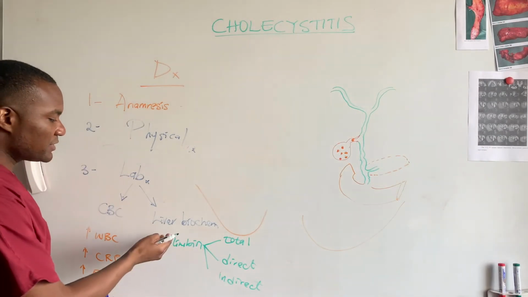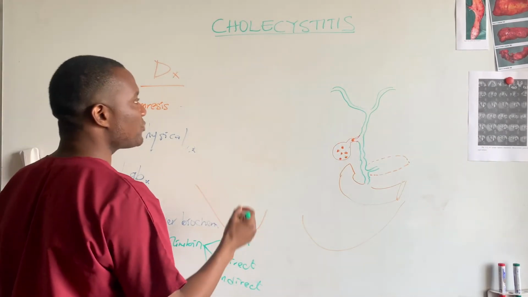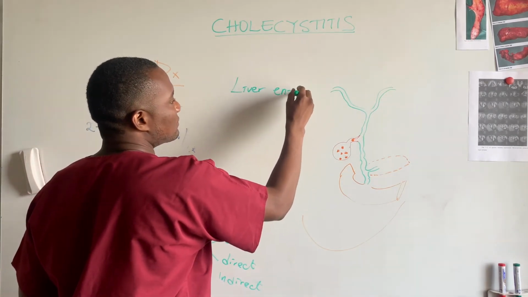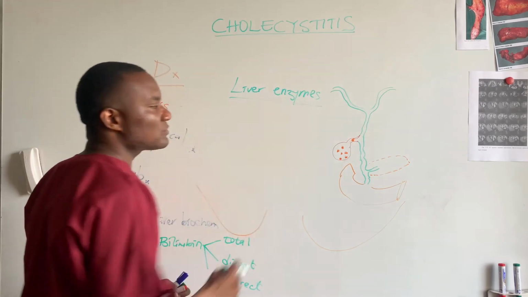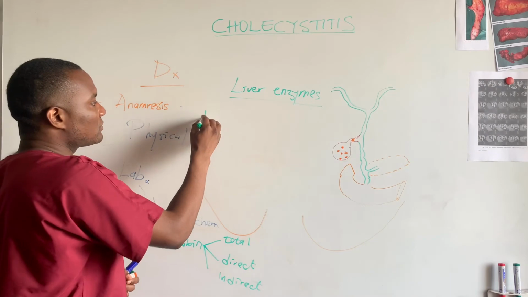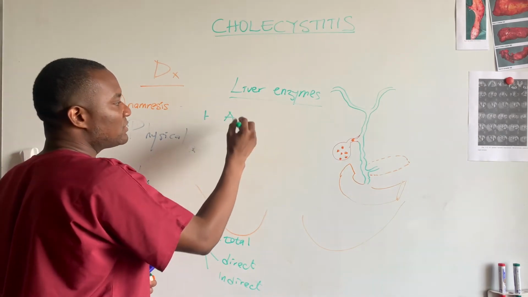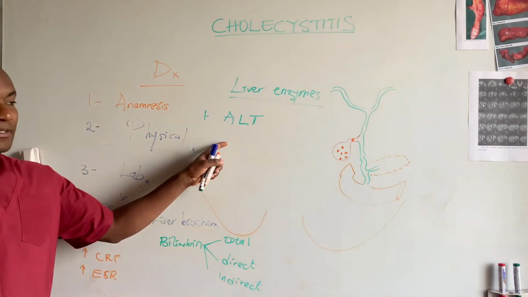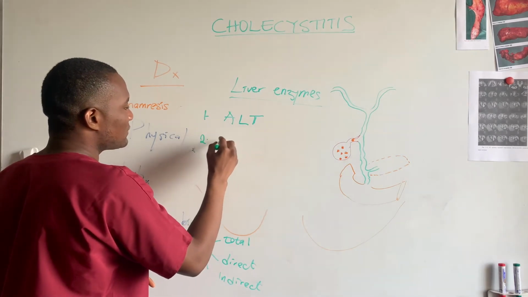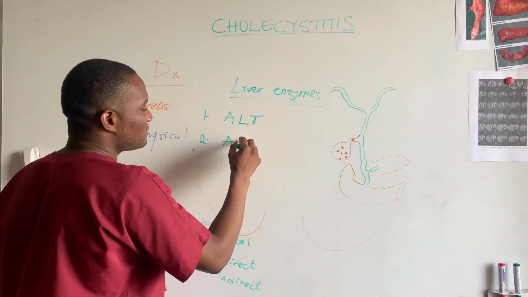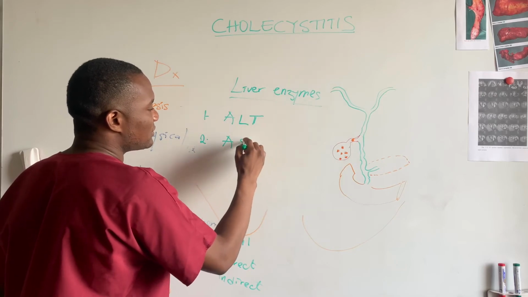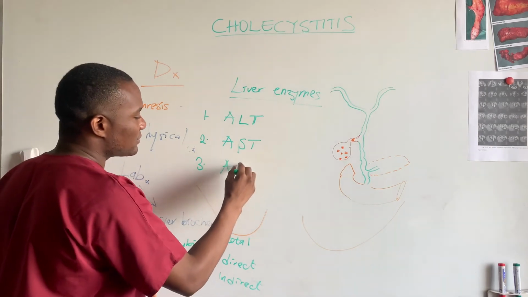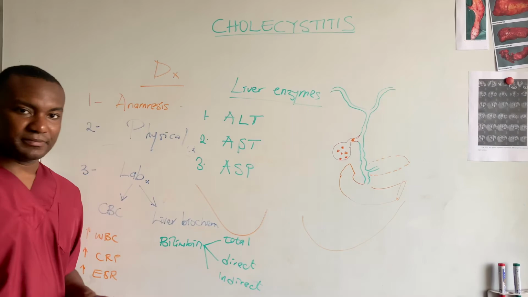The next fragment of this liver biochemistry that is important is liver enzymes. What are these enzymes? You have number 1, alanine transaminase, abbreviated as ALT. The second one is aspartate transaminase, AST, and the third one is alkaline phosphatase, abbreviated as ALP.